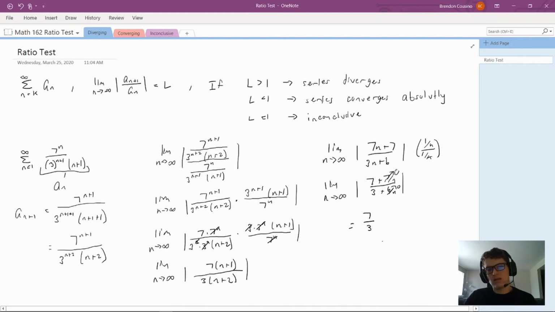Okay, and so now let's go back up to the options we have, right? So if L is greater than 1, then the series is going to diverge. So here we got L is equal to 7 over 3. That's greater than 1. So that automatically tells us that our series is going to diverge.